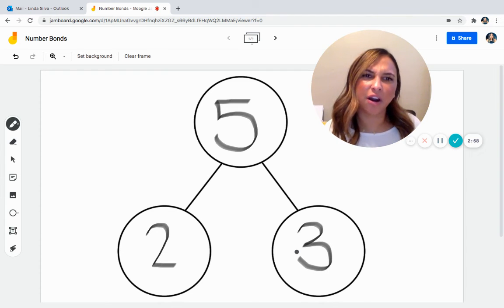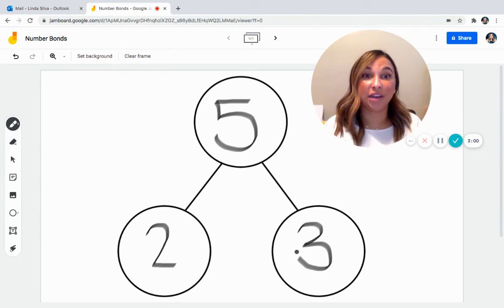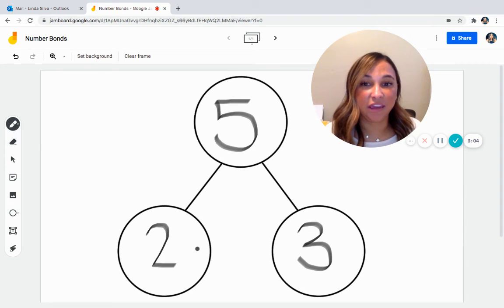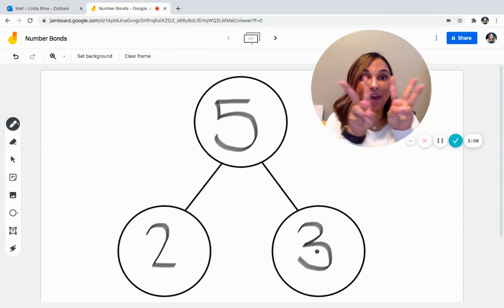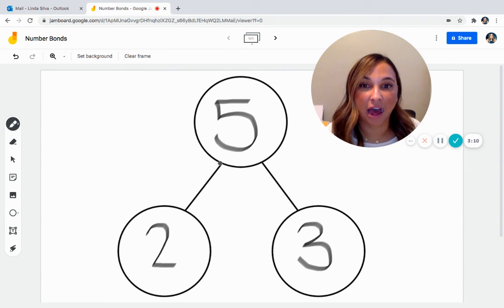Of course, there's more than just those examples. I just wanted to give you a couple examples. So just remember, these 2 numbers have to add up or be combined to this top number, okay?